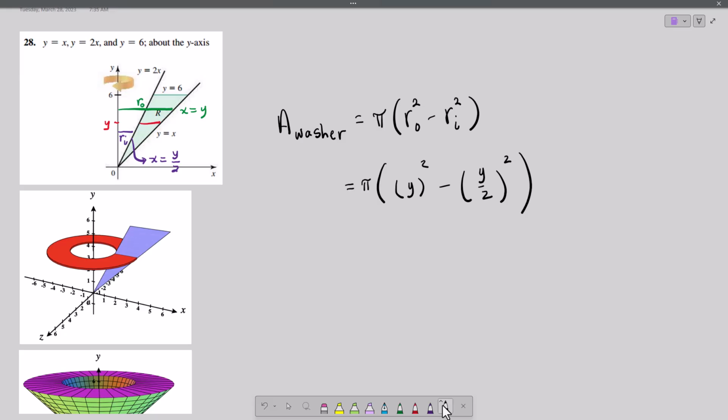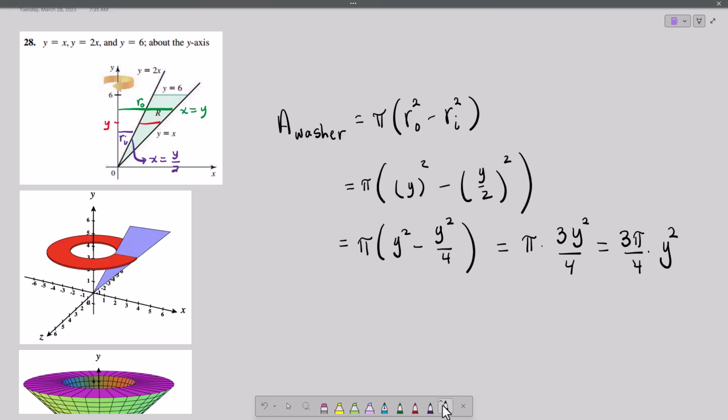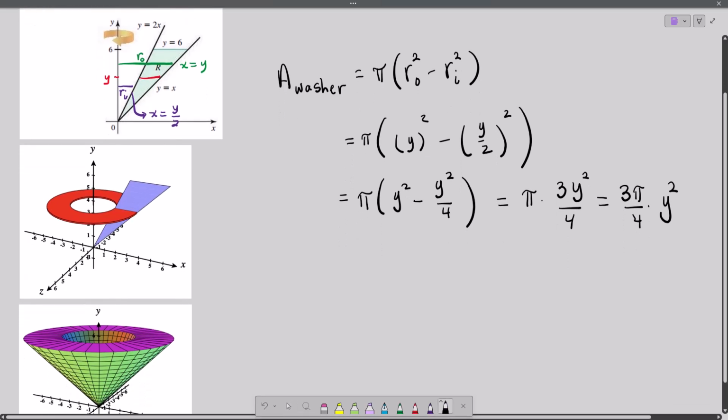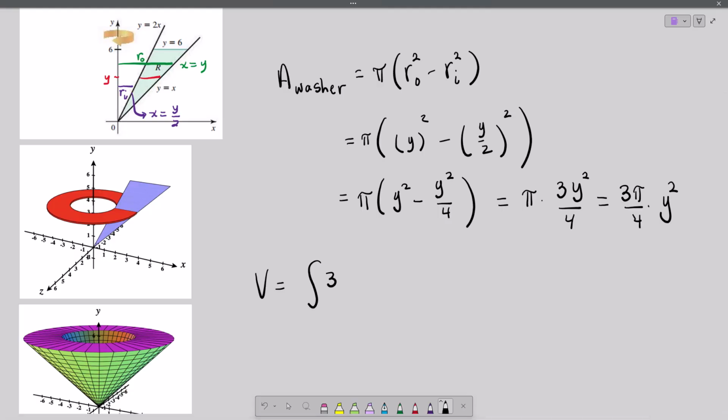Okay, so that can be simplified a little bit. So this will be y squared minus y squared over 4. So then we can subtract off a fourth y squared from y squared and get 3/4 y squared. And if we want to group all the constants together as a coefficient, we could do it like that. So everything's in terms of y. This is good because our thickness is a dy. We're going to be integrating with respect to y. So now we know that the volume will be the integral of 3 pi divided by 4 times y squared dy.